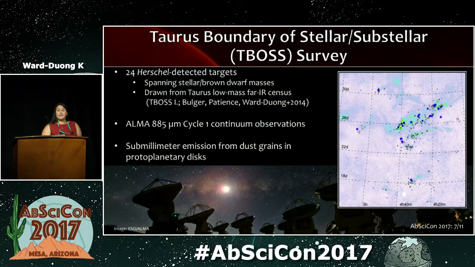And so this is part of an ongoing survey, the Taurus Boundary of Substellar, or TBOSS survey, that was started in 2014. We took far infrared detections of the lowest mass stars, the latest M-dwarfs and brown dwarfs in this young star-forming region, with known far infrared detections. We know that they have protoplanetary disks, and we followed them up with ALMA 885 micron continuum observations. And these really give us a handle on the sub-millimeter emission from the dust grains in the protoplanetary disk systems. And shown here is the population that we're looking at that spans the breadth of the Taurus star-forming region.